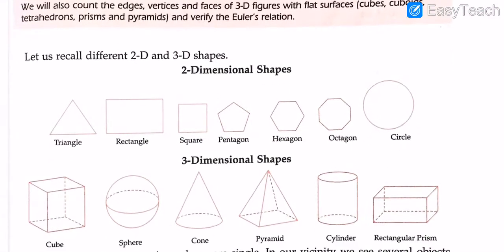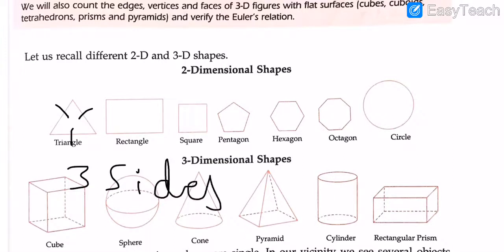So first of all, let us recall the different 2D and 3D shapes. So we have triangle, rectangle, square, pentagon, hexagon, octagon, and circle. So triangle is something which has 3 sides. Okay, don't take this as them being equal. It's not an equilateral triangle. We're not specifying them into isosceles or equilateral. I'm just making these lines. Okay, so it has 3 sides.